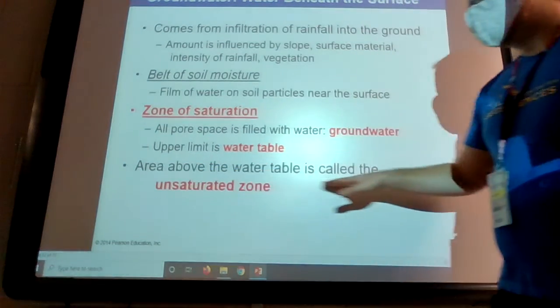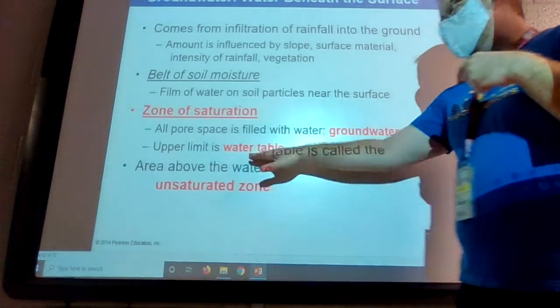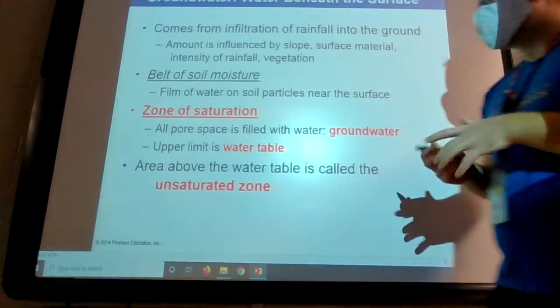The area above the water table is called the unsaturated zone. So: zone of saturation, water table, unsaturated zone.